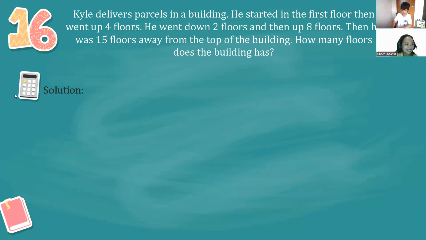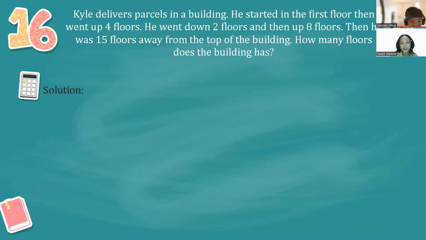Number 16. Kyle delivers parcels in a building. He started in the first floor, then went up 4 floors. He went down 2 floors and then up 8 floors. Then he was 15 floors away from the top of the building. How many floors does the building have?